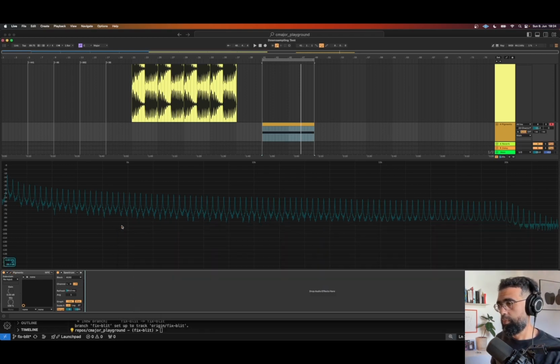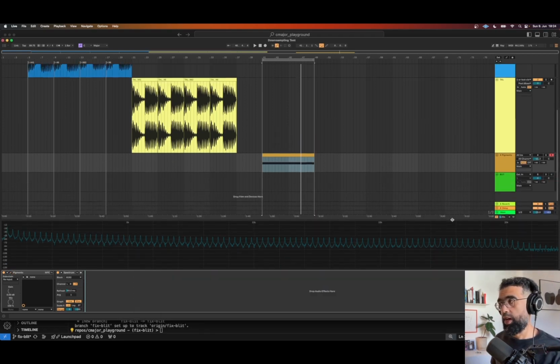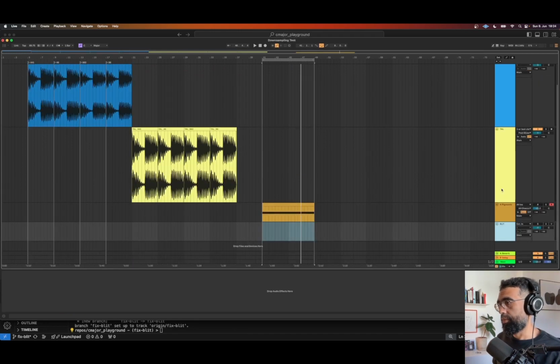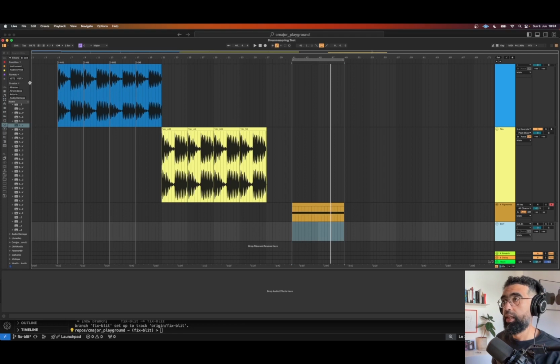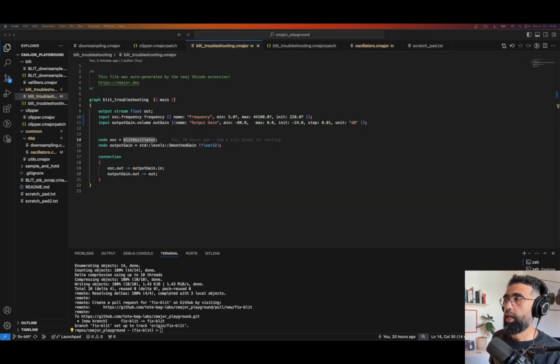But anyway, that's the very, very basic primer on aliasing, or at least on observing aliasing. In order to investigate this, I implemented a new Cmajor patch called Blit Troubleshooting. It's pretty simple. It's just the Blit oscillator that is used by the downsampler and an output gain for safety.